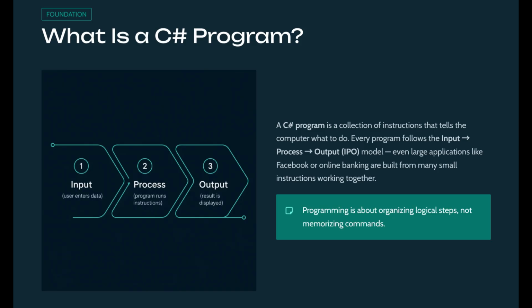First, the program may receive information from the user as input. Next, it processes that information according to the instructions written by the programmer. Finally, it produces an output, such as displaying a message or calculating a result. Even the largest applications, such as Facebook or online banking systems, are built from many small instructions working together. Understanding this concept will help you see programming as organizing logical steps, rather than writing complicated code.